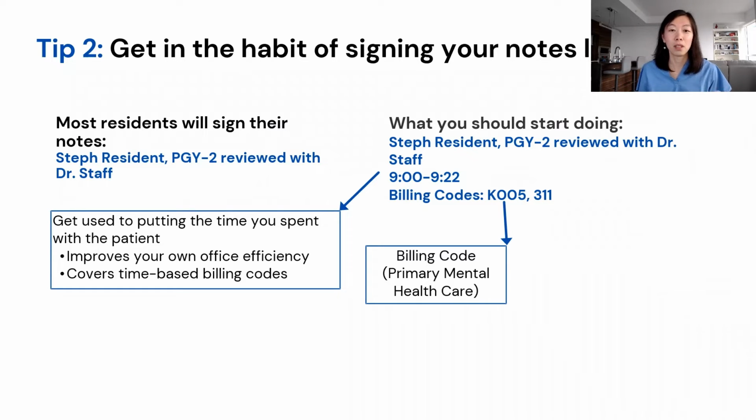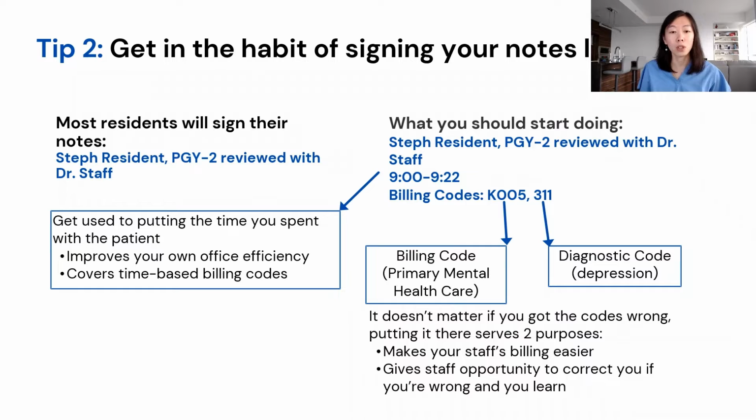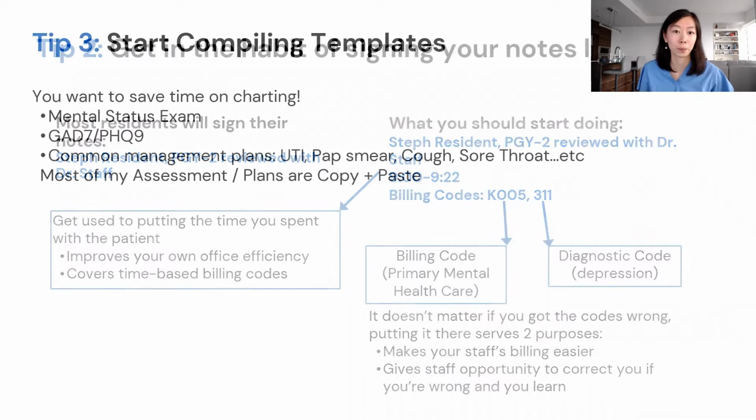And that's all good, because if you get it right, it makes it easier for your preceptor to bill as well. So for example, in this particular case, I put the billing code, primary mental health care, and then I also included a diagnostic code for the diagnosis. So this makes your staff's life easier and also helps you learn billing indirectly as well.